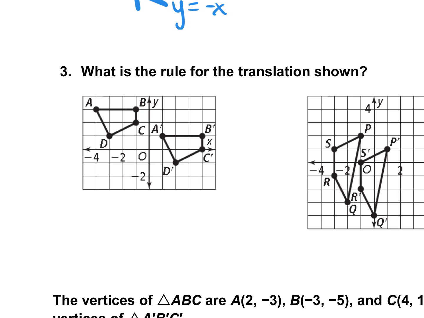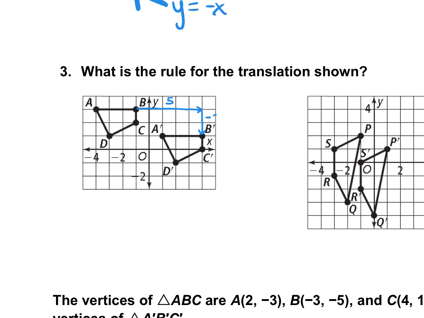So I want to figure out the horizontal shifting first. So if I go from B, I'm going to go 1, 2, 3, 4, 5. So we went to the right 5 units. Anytime you're going to the right, that's going to be a positive number. And then to get to B prime, we're going down 2.